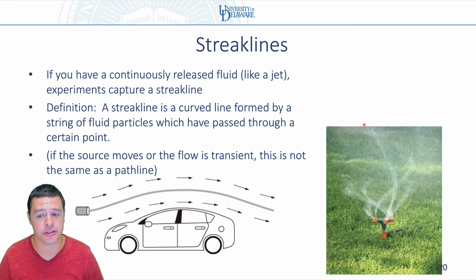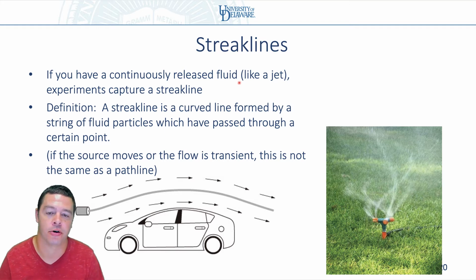Yet another way to graphically describe what's going on is what's called a streak line. Experimentally, you can think about a streak line by thinking about having a continuously released fluid that is released from some point, and then following how that line remains together over time. So basically, a sprinkler is a really good example of this.